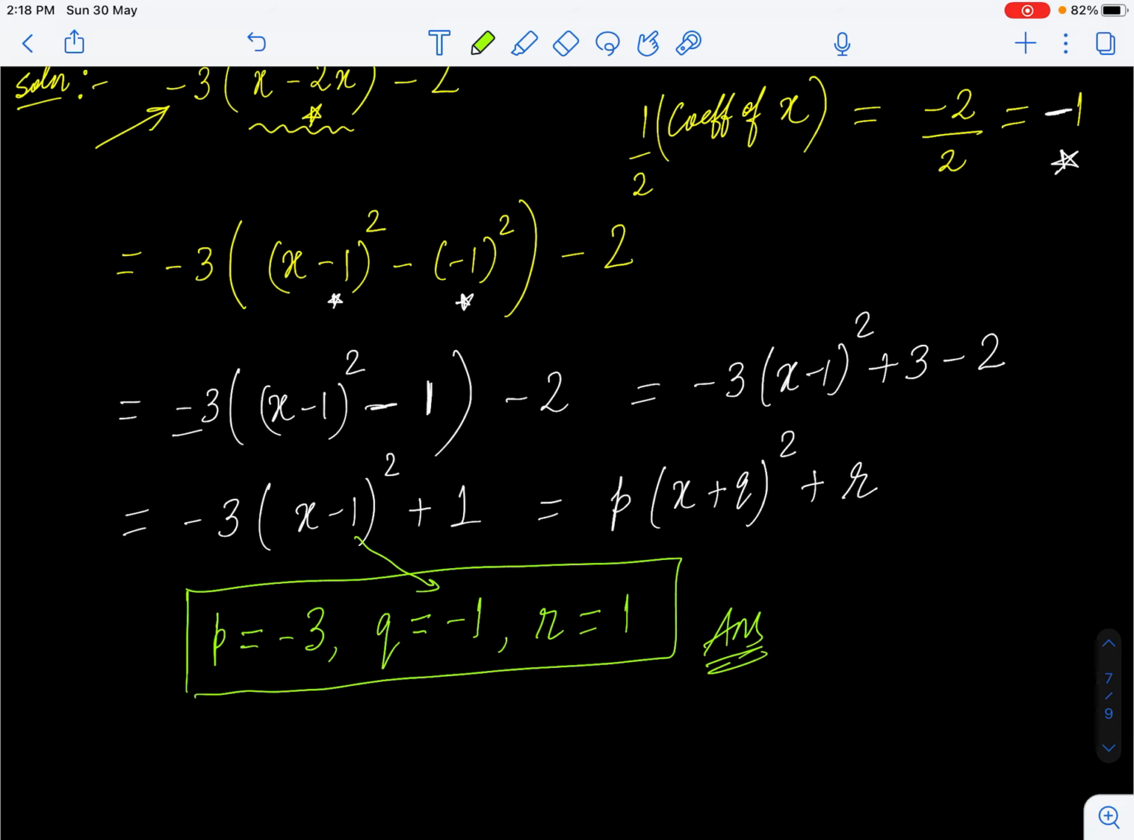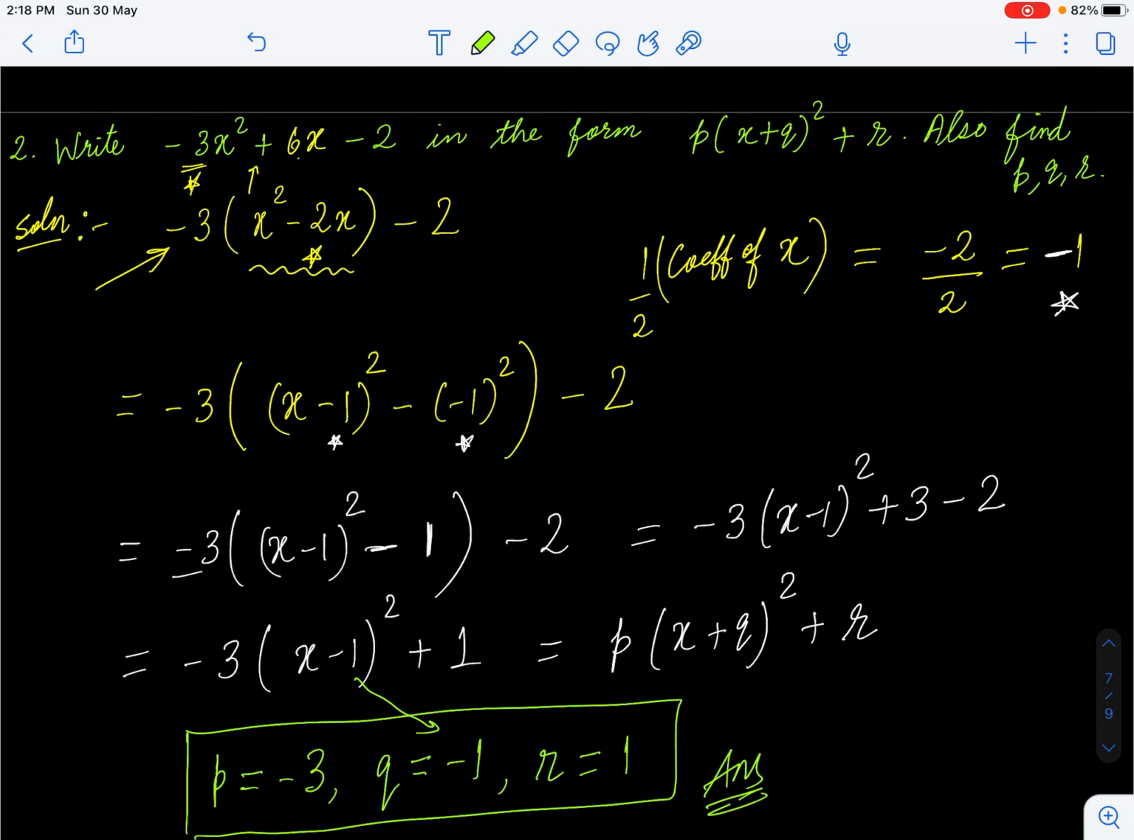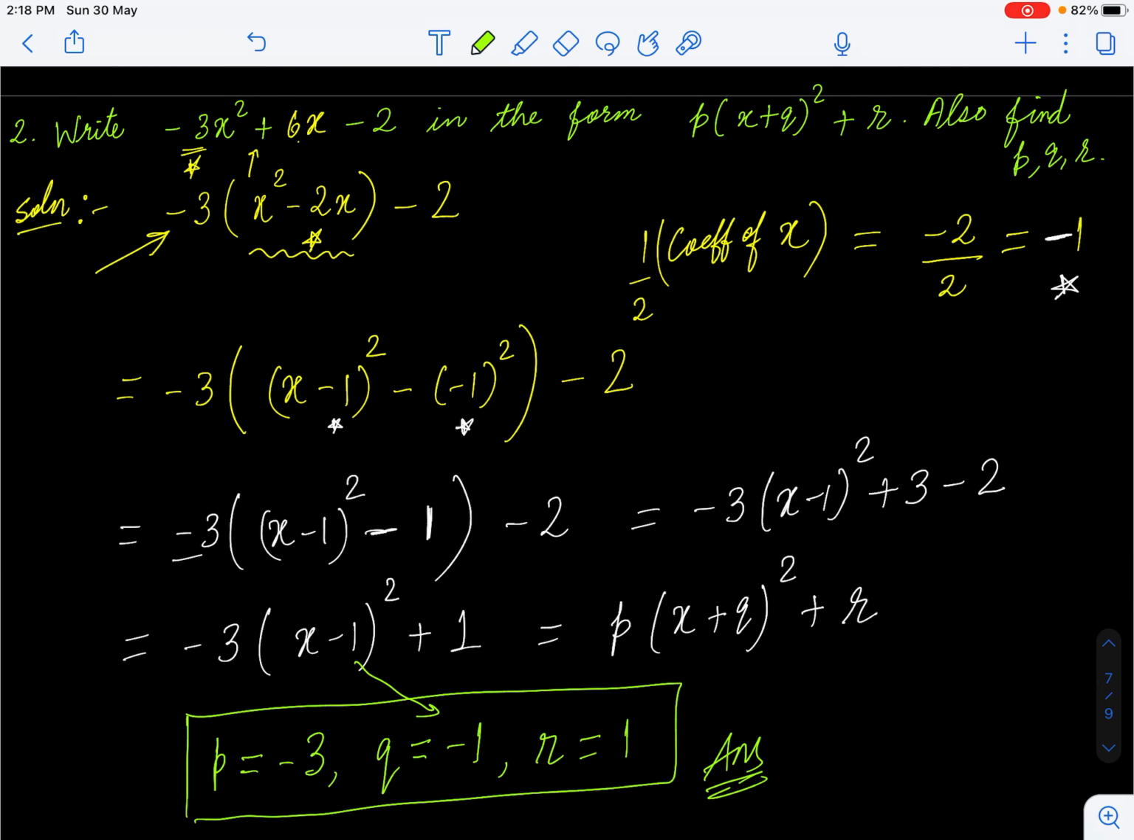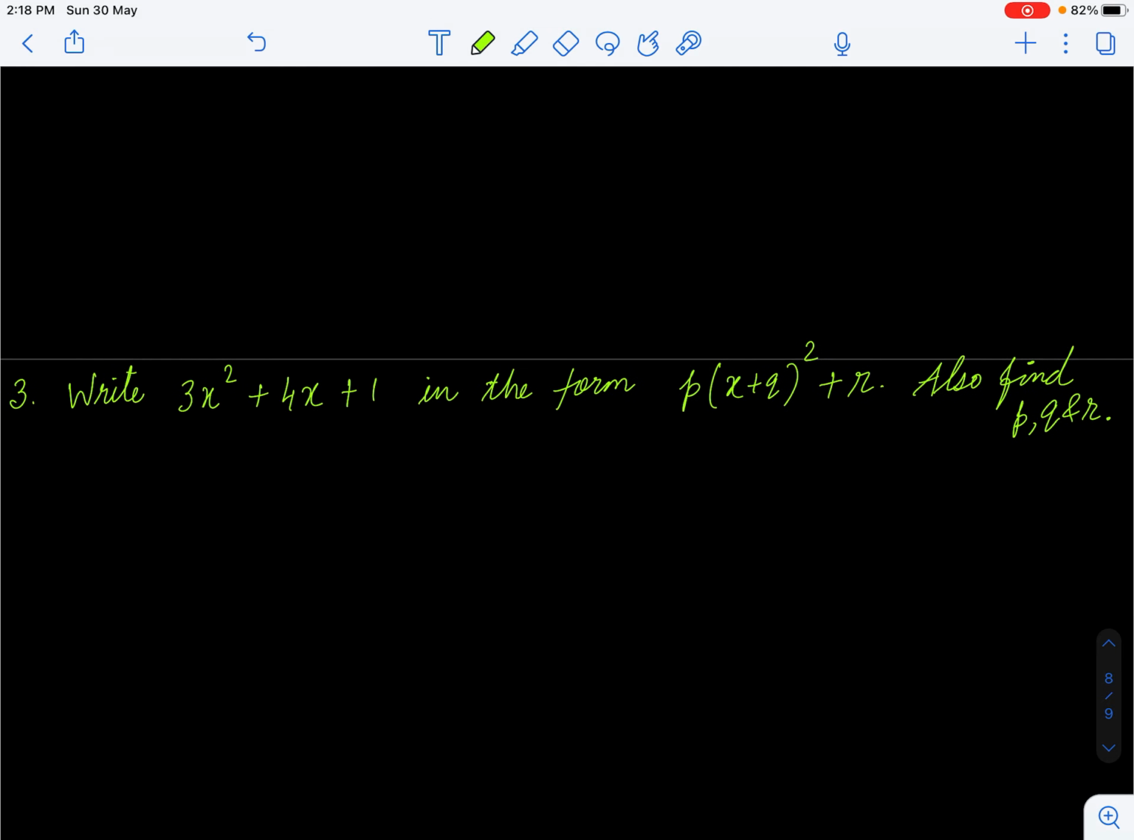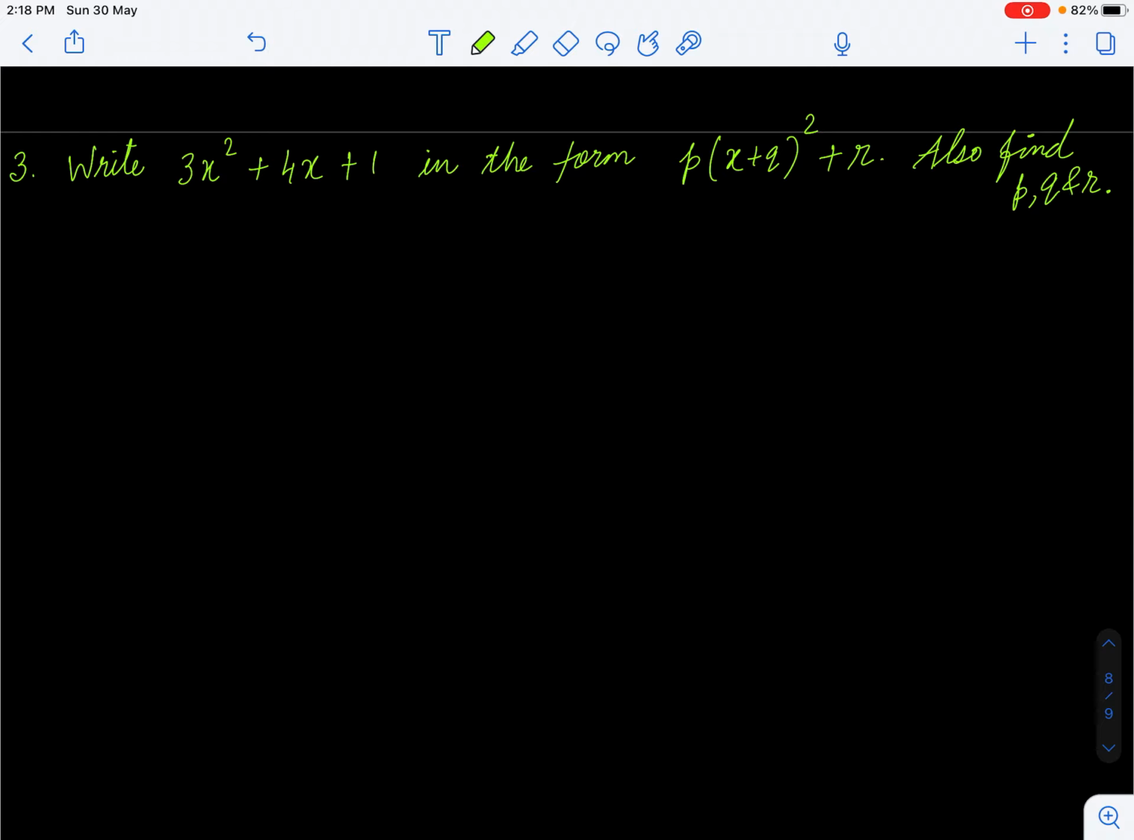P, Q and R. I think it's clear now. So let's do one more last problem on this. You can pause the video if you understand the first 2 parts properly. Then I think third question you can solve easily. So let's try this quickly now.